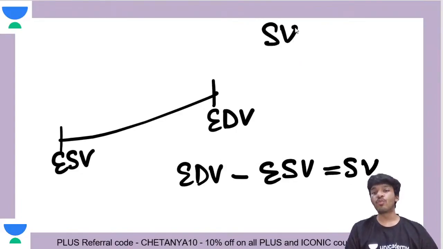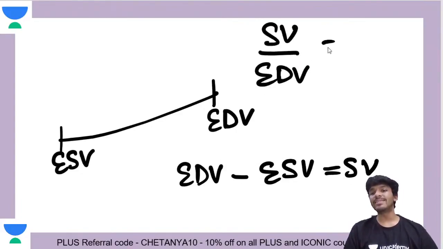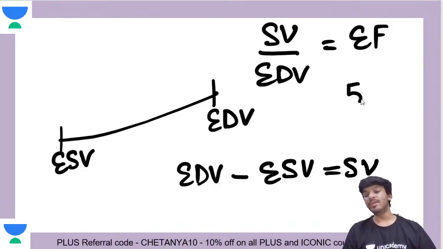And the ratio of stroke volume to end diastolic volume is called ejection fraction, and it should be between 55 to 65%.